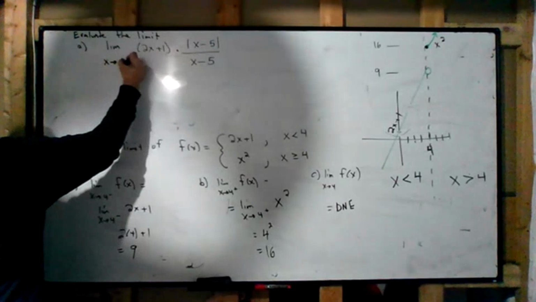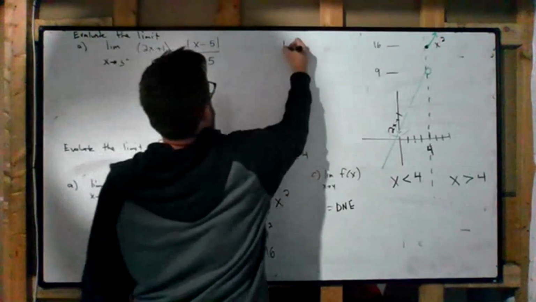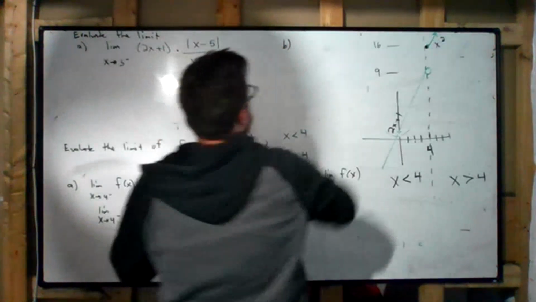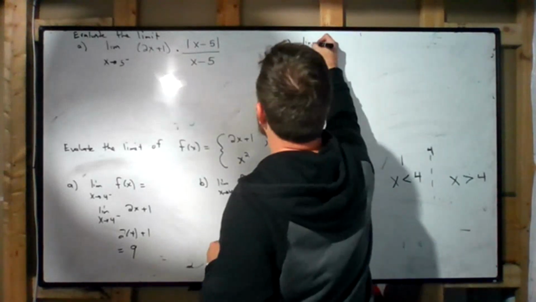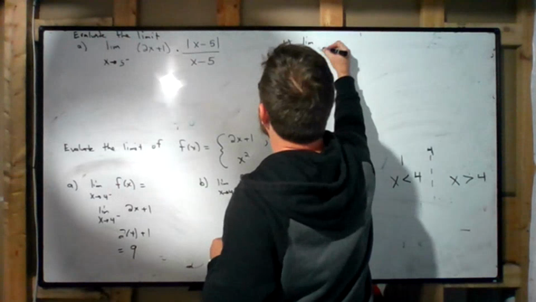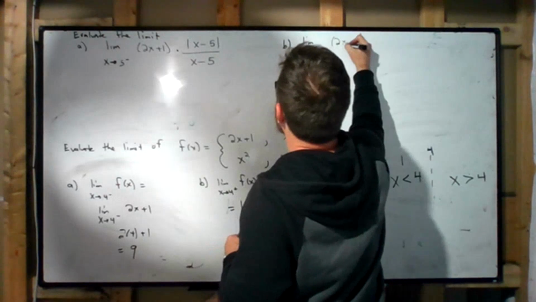I'm going to go from the negative direction, and the other one I'm going to go from the other direction. So what is the limit as x approaches 5 from the positive side of the exact same function?